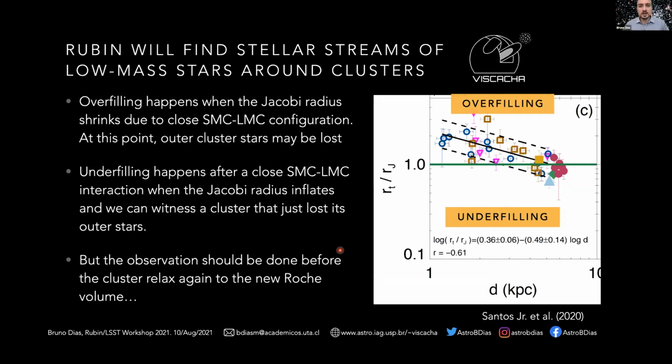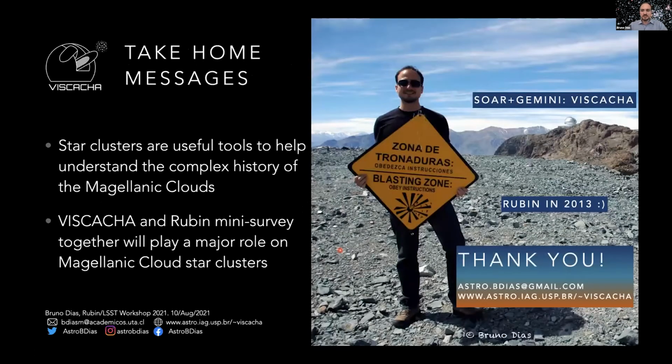So here is where Ruben will take a huge portion of the work, looking for stellar streams of low mass stars that may be lost in the outskirts of star clusters. So for this, we need really deep and resolved photometry. So essentially, those are the few topics here. There are many more on Vizcacha.